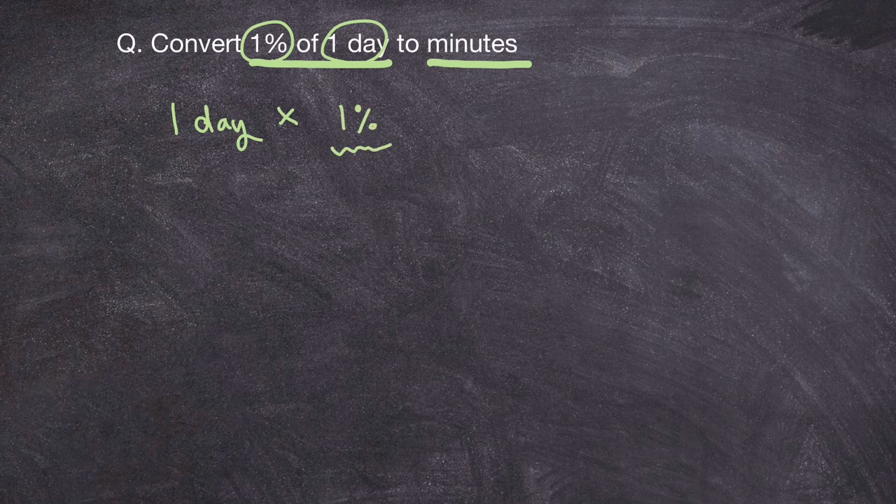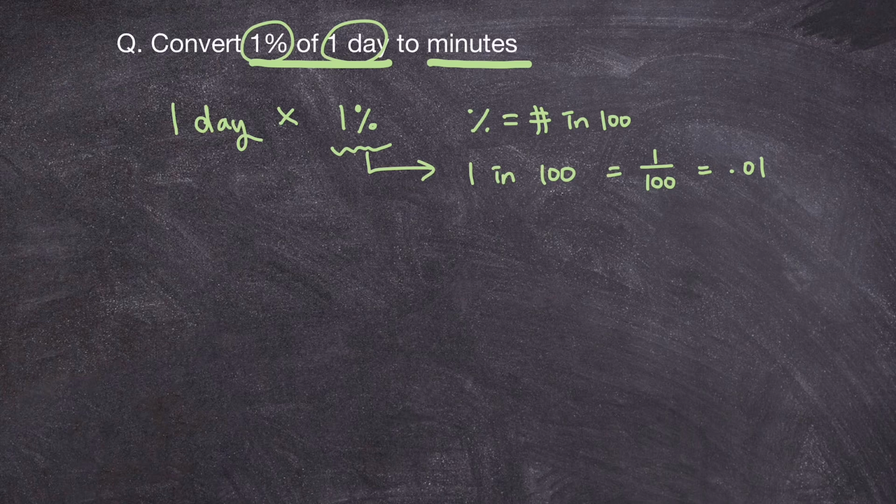And instead of using the number 1 here, as I have told you in many other videos, you can consider percent as number in 100. So 1% means 1 in 100 or 1 over 100 or 0.01. Those are all same numbers. So instead of using 1%, I'm going to use 0.01. So let's multiply 0.01 to 1 day. And that'll give me 0.01 day.